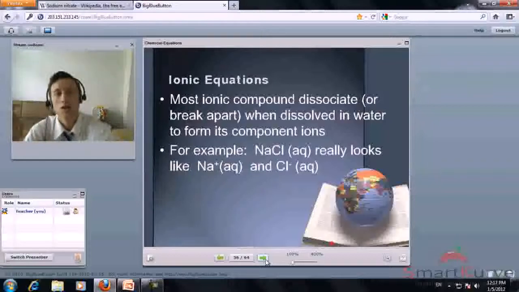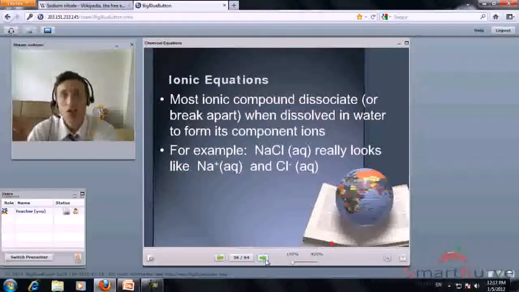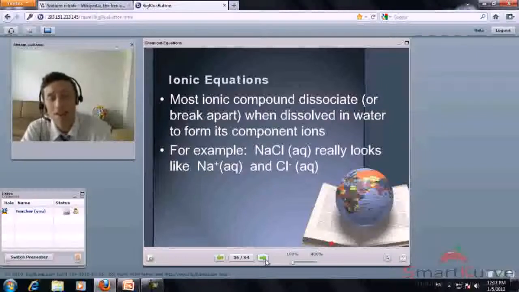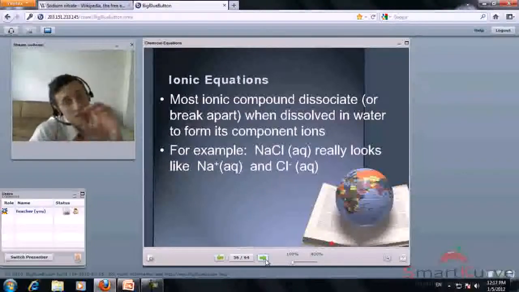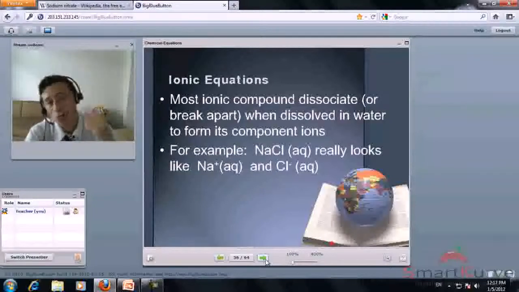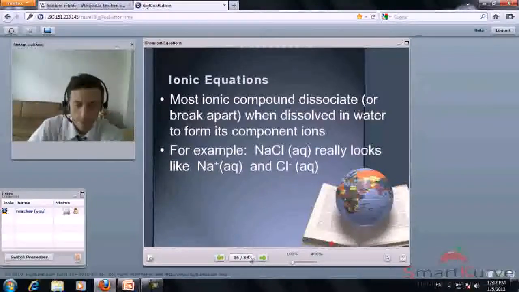So the sodium goes from 11 protons and 11 electrons to 11 protons and 10 electrons, giving it a positive charge. So we write Na+. The chlorine goes from 17 protons and 17 electrons to 17 protons and 18 electrons, meaning it has 1 more electron, 1 more negative charge, so we give it an overall -1 charge. All right? Boom.